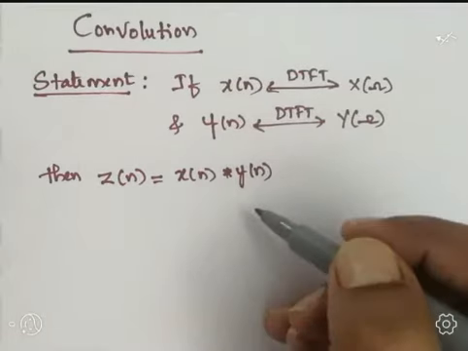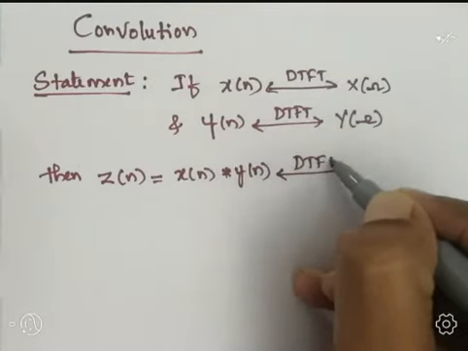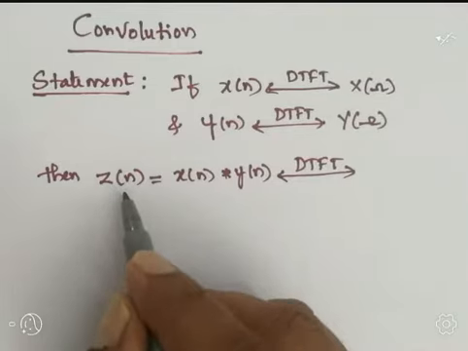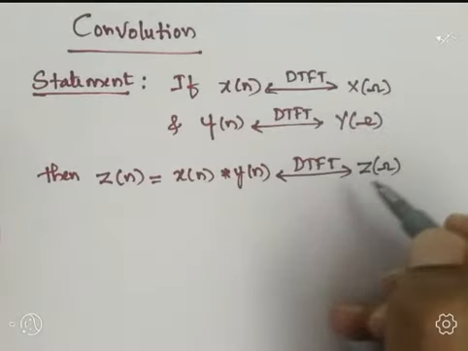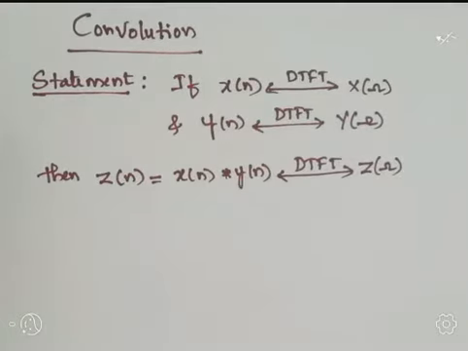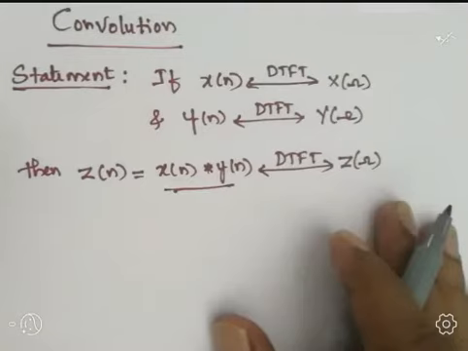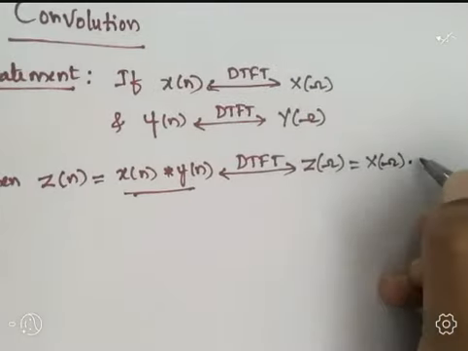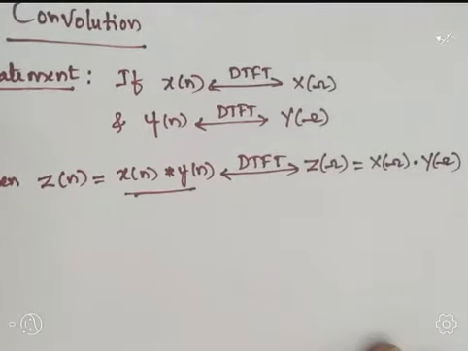For that result, if I am finding the discrete time Fourier transform, what will be the result? We know that z of n is a time domain sequence. If we calculate the DTFT for this, we get Z of omega. Similarly, z of n indicates it is the convolution between x of n and y of n. For this, if we calculate the DTFT, then what we get is X of omega into Y of omega. It is the statement of the convolution property.